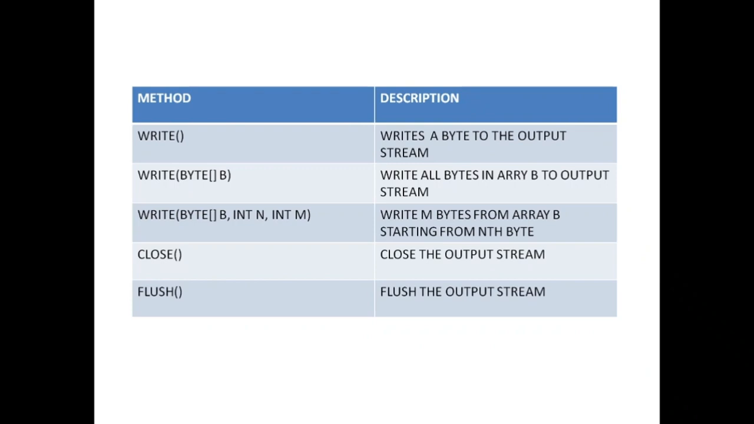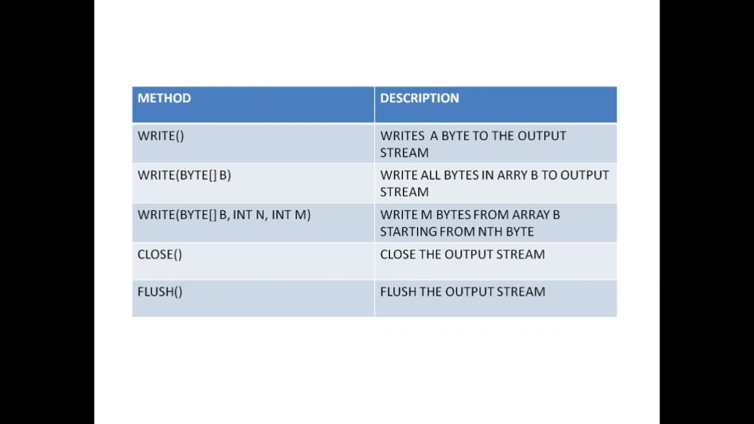The next one is the same method but with a different argument. It accepts a byte array called b, and what it does is write all the bytes in array b to the output stream. So if you have multiple bytes of data, you can use this particular method.